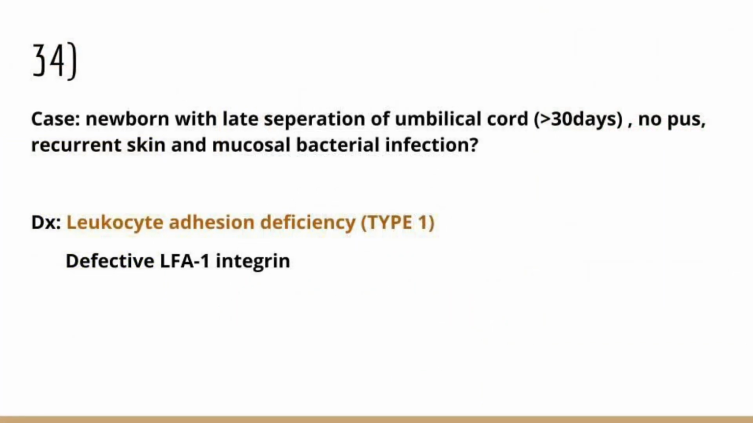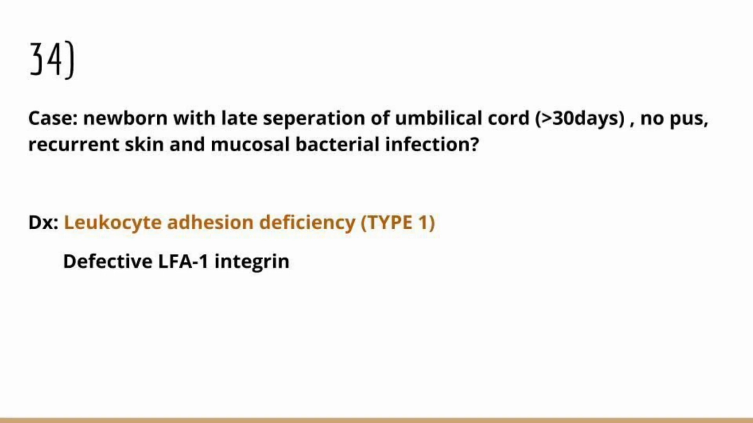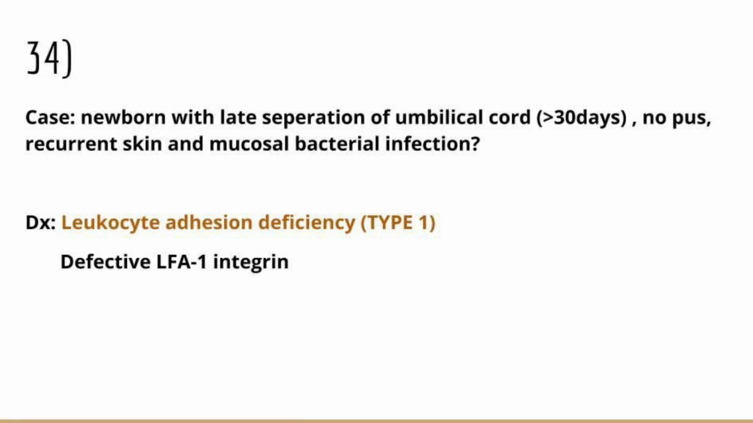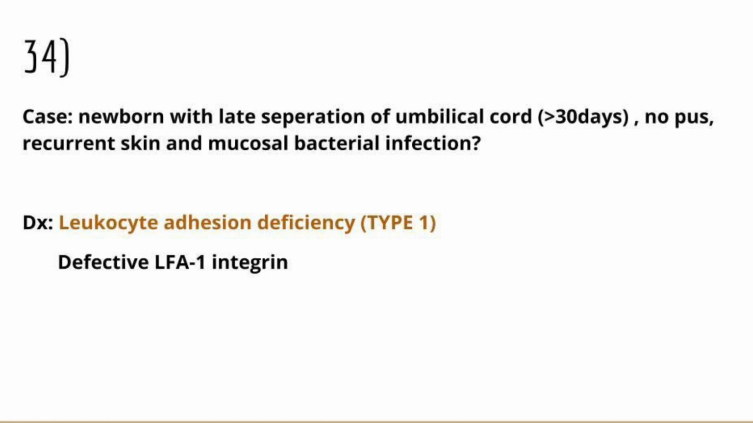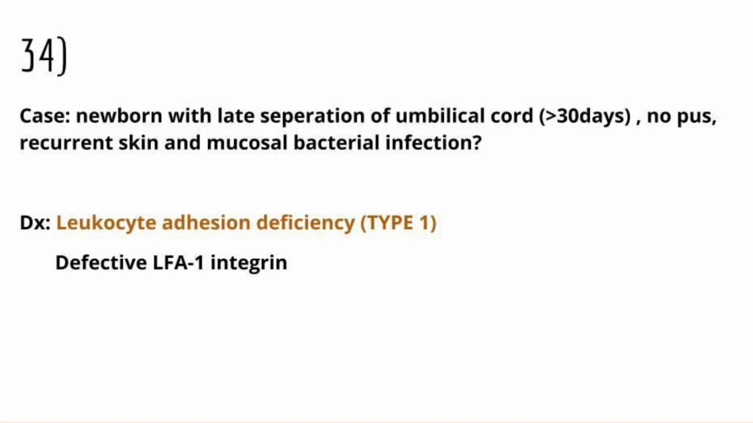34. There is a case that is the newborn is presenting with late separation of umbilical cord, that is more than 30 days, with no pus and recurrent skin and mucosal bacterial infection. Whenever you see there is a delayed separation of umbilical cord, the first and foremost differential diagnosis might be leukocyte adhesion deficiency, that is type 1.